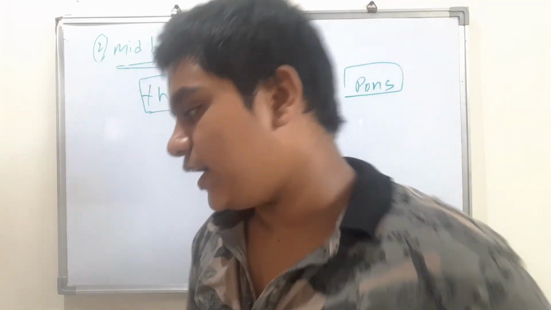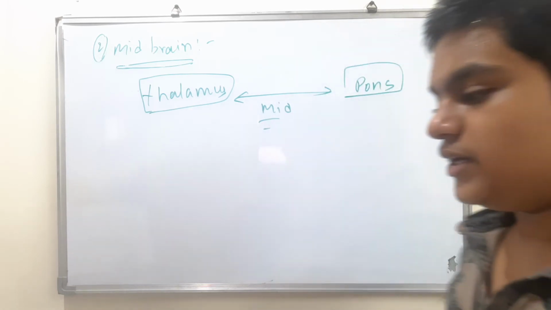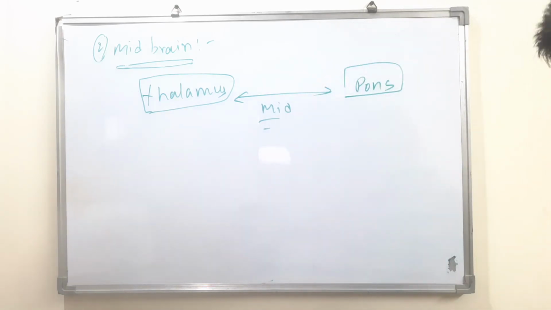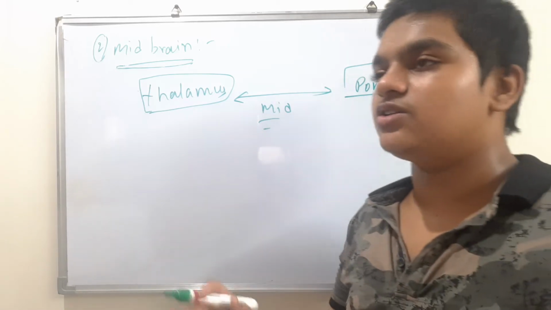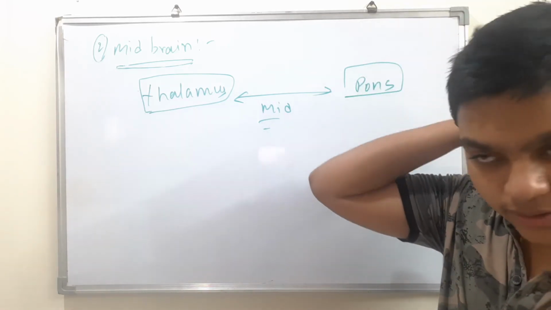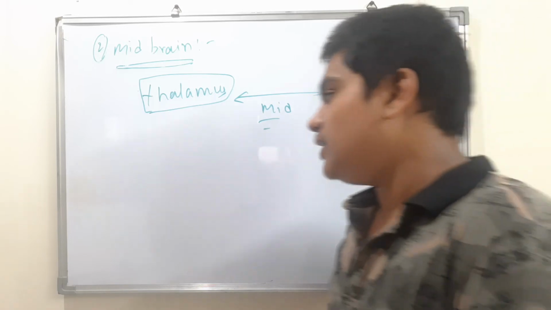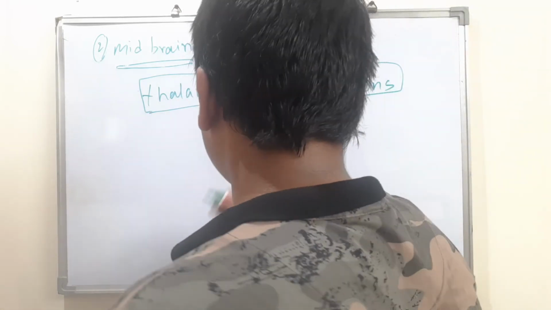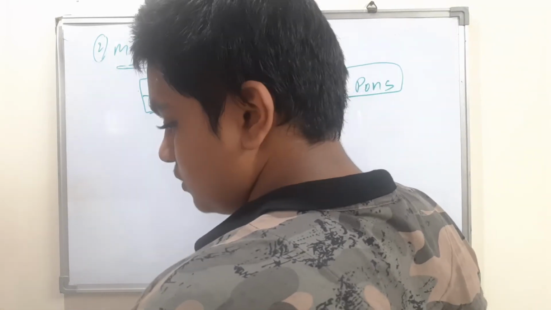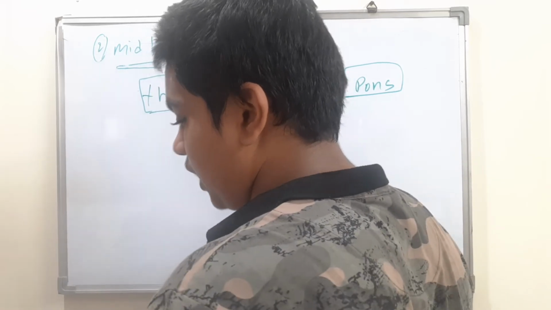Now, a canal which contains the cerebrospinal fluid, the fluid which runs commonly from the brain to the spinal cord, passes through this midbrain, and it is called the cerebral aqueduct.